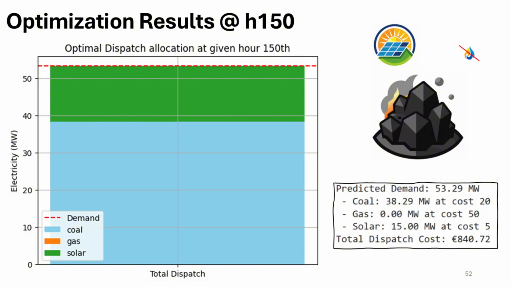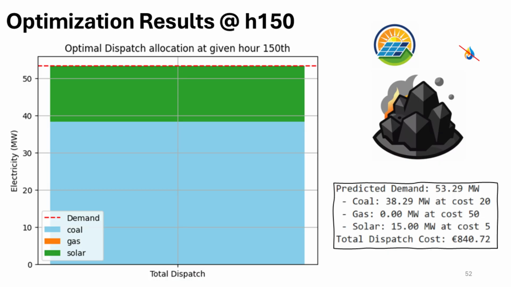Because solar has the lowest cost at only €5 per megawatt hour, the model utilizes every available megawatt before looking elsewhere. Coal, light blue, dispatched at 38.29 megawatts. Since solar wasn't enough to cover the total 53.29 megawatt demand, the optimizer turned to our next cheapest source, coal, which costs €20 per megawatt hour.